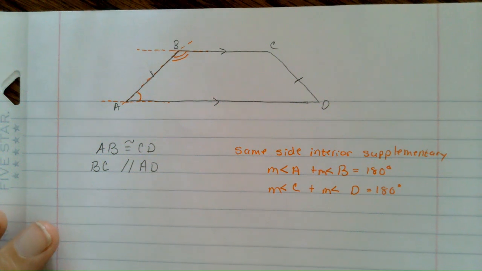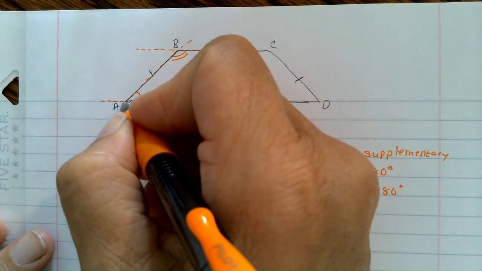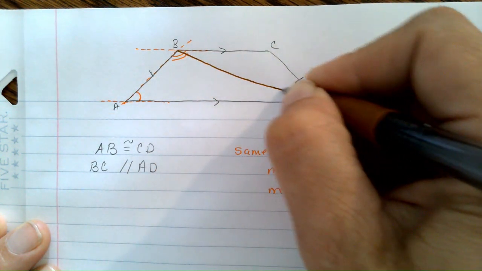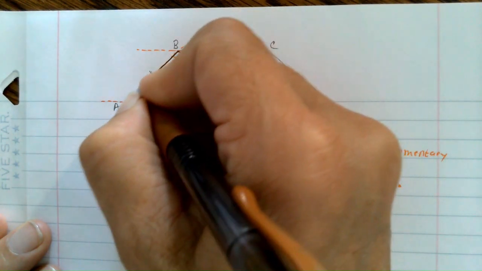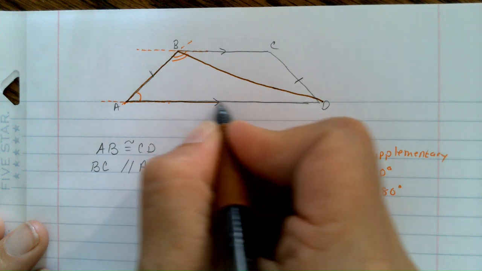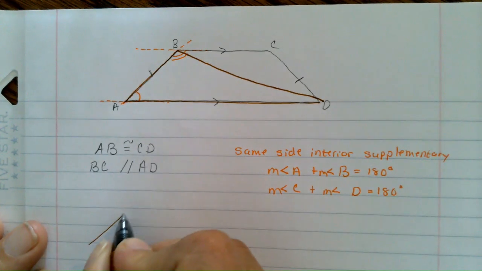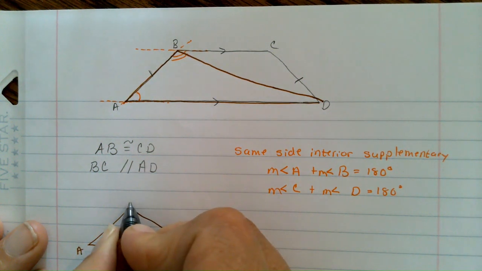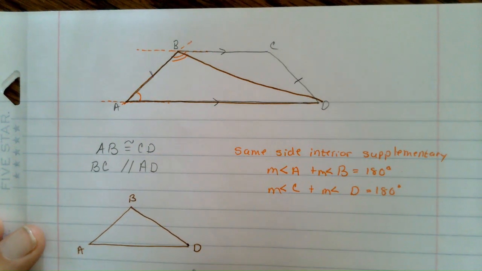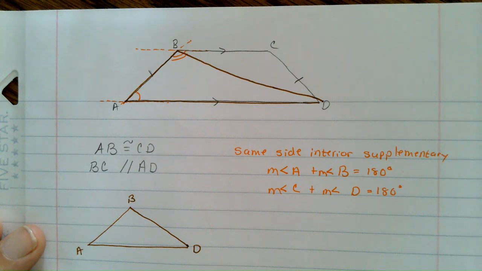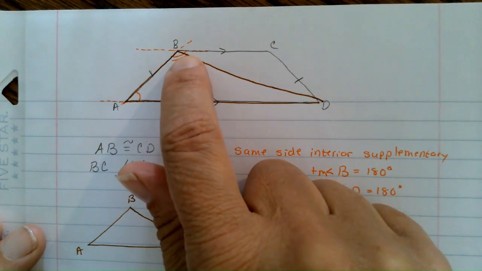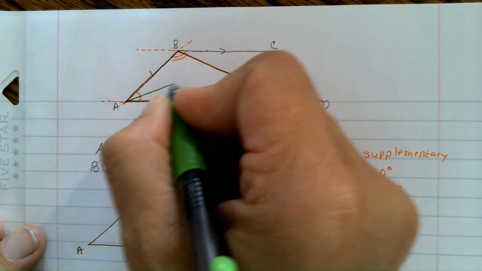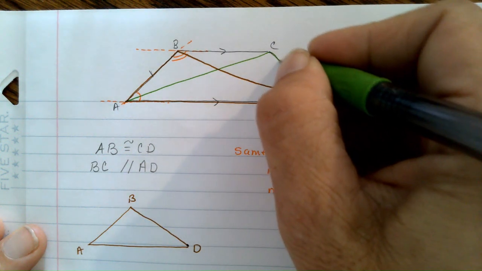Now, I'm going to go ahead and turn, I don't want to use orange again. We're going to make this triangle. So triangle A, B, D. Now notice I'm not using the full angle B here that I mentioned here. So that's important to keep in mind. And I'm going to do triangle A, C, D.